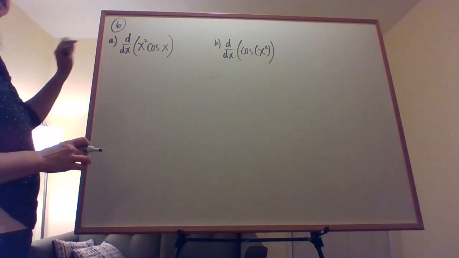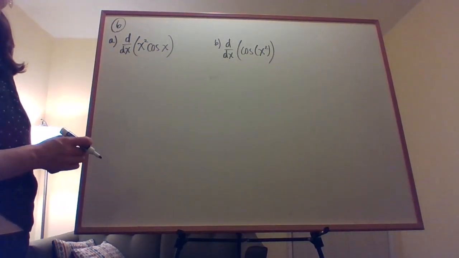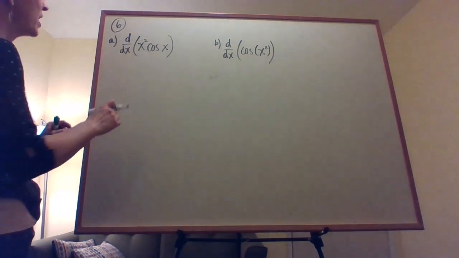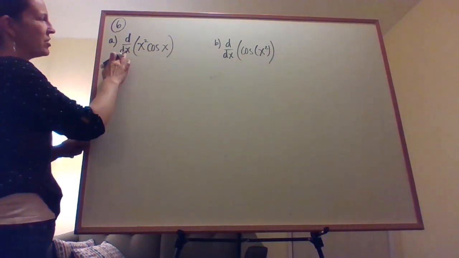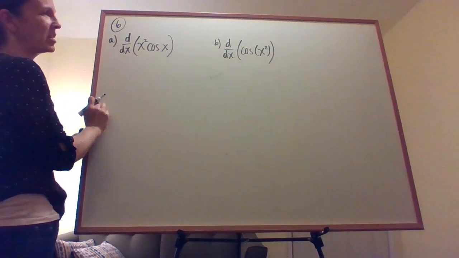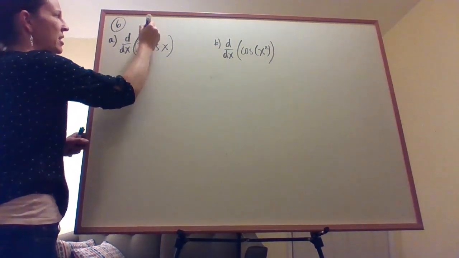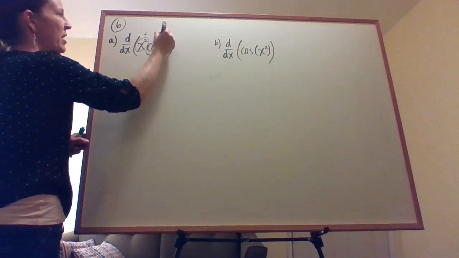Okay, here's number 6. You needed to differentiate each function. They look similar, but each one had a twist. In part A, you're differentiating x squared cosine x. This is a product. Here's my f, here's my g.